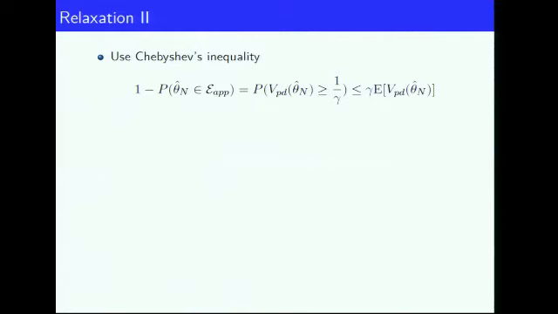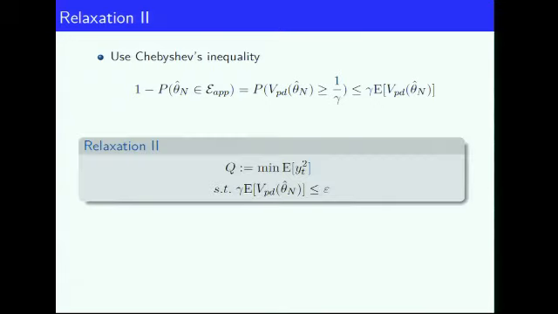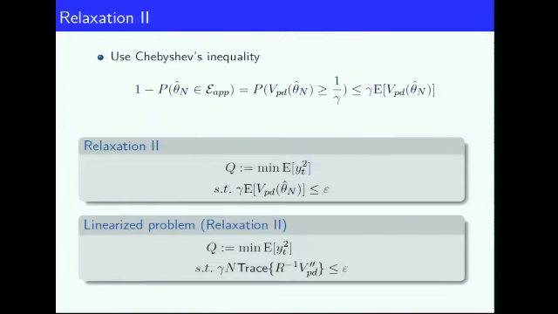Another one is to use Chebyshev inequality with using the first moment of this function here, and we get that. And that leads us to this relaxation, that we should minimize again the output energy subject to this constraint, that the mean of the performance degradation is less than epsilon. And then if we linearize that problem, we have this. So now the constraint is that the trace of the inverse of the information matrix times the Hessian of the performance degradation is less than some number here. So that corresponds to L optimality, in fact.